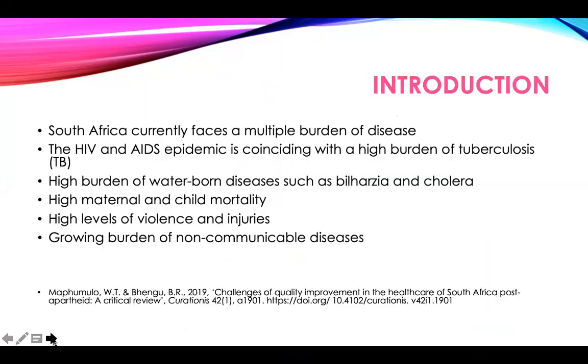South Africa currently faces a multiple burden of disease. The HIV and AIDS epidemic is coinciding with a high burden of tuberculosis, or TB. In addition, there is a high burden of waterborne diseases such as bilharzia and cholera. We also have high maternal and child mortality rates, high levels of violence and injuries, and a growing burden of non-communicable diseases.